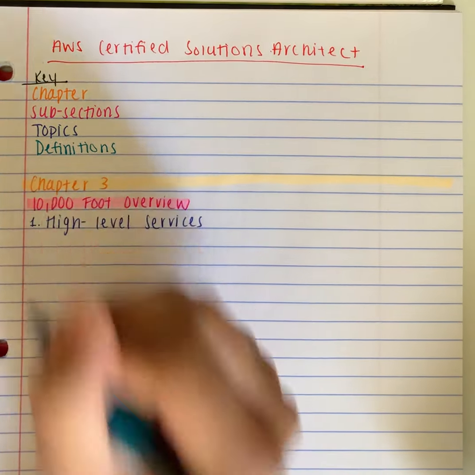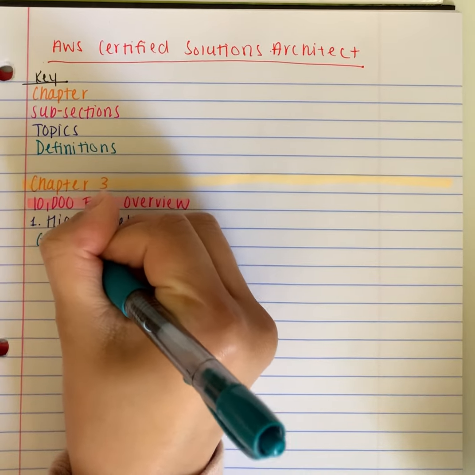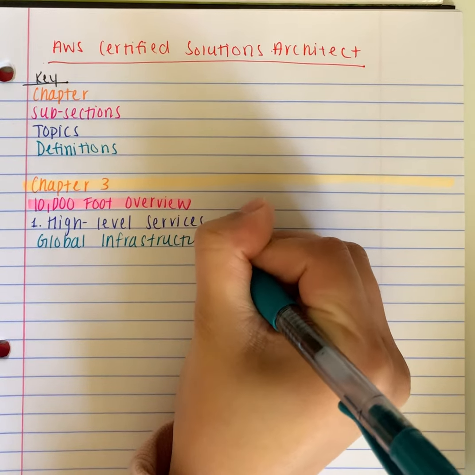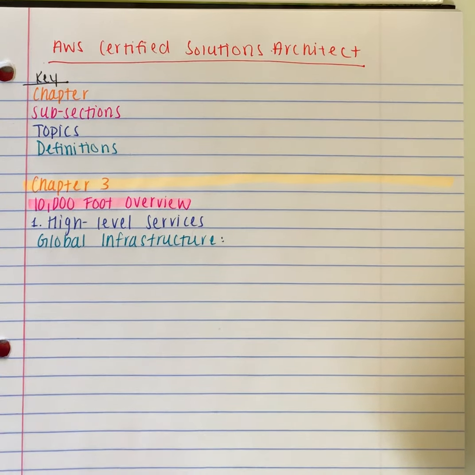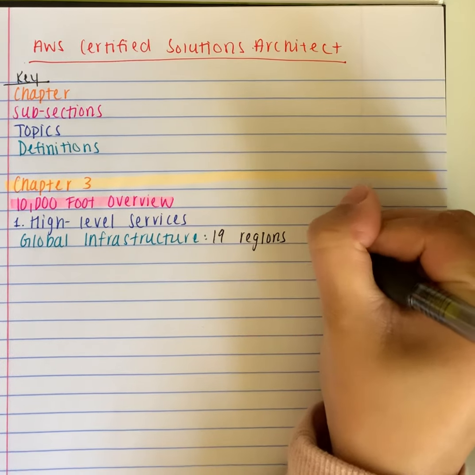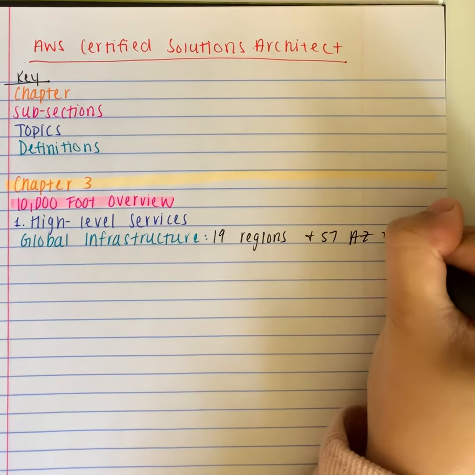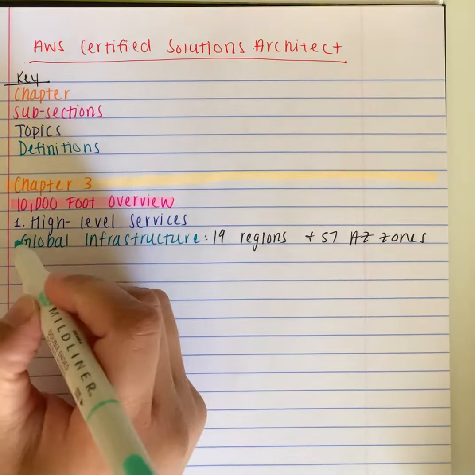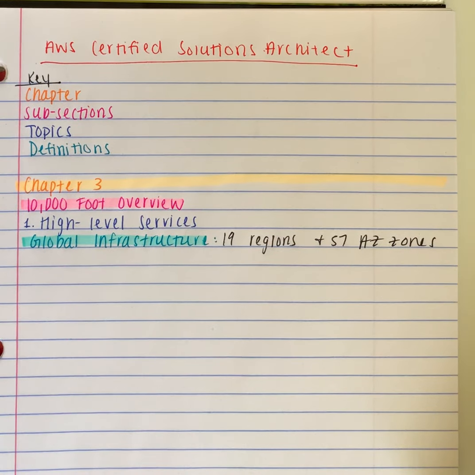So under the high level services, which is my main topic, the first thing I'm going to write down is a definition. That's in green, so I'm going to write down global infrastructure. And then I like to switch back to my normal black pen. This makes it easier on the eye so that there are not so many colors going at it. So I'm going to write down the definition. I also like to highlight the definition because I know that when I come back and study, this is an important term that I have to go over. So that finishes up the first topic.